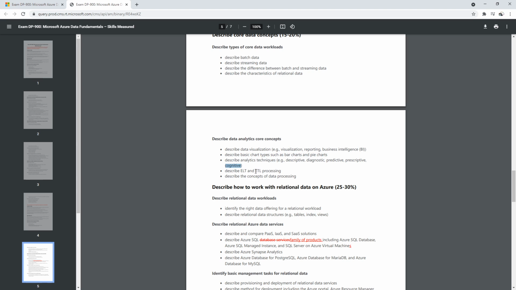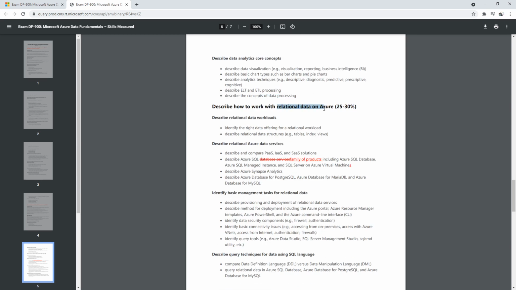ELT and ETL. So extract. ELT is more common for clouds. That's the one you really want to understand. Describe concepts of data processing. Onto how to work with relational data.